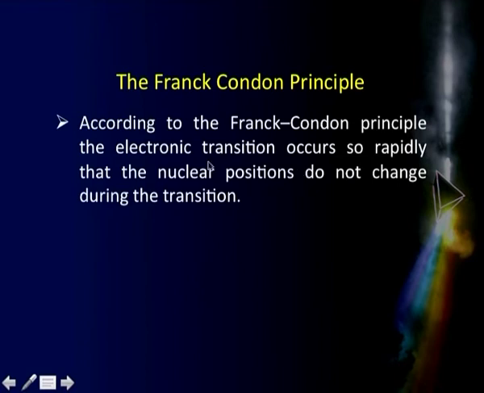The Franck-Condon principle is very straightforward. Let us first read it. It says that according to the Franck-Condon principle, electronic transitions occur so rapidly that the nuclear positions do not change during the transition. What does this mean? We know that there is no molecule which is stationary. Any molecule is undergoing some kind of vibration.